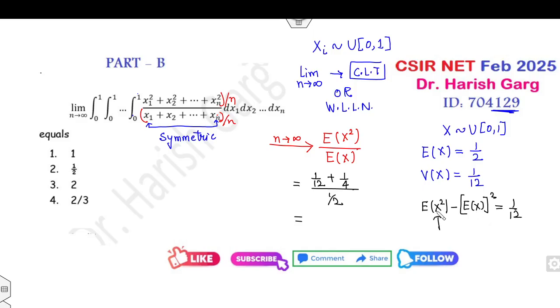So I can find the value of this case. The numerator becomes 12, which is the LCM, so 4 over 12 divided by 1 over 2. So that will be 2 over 3, the right answer of this problem.